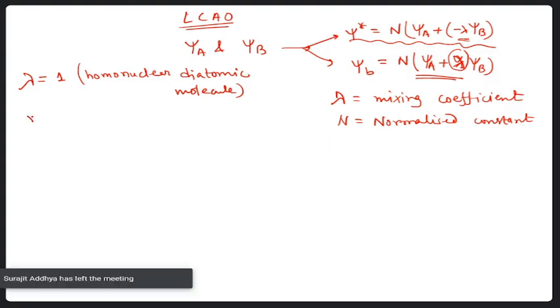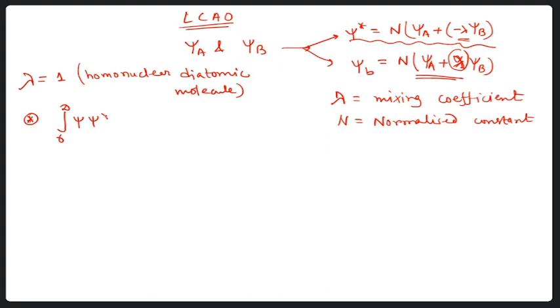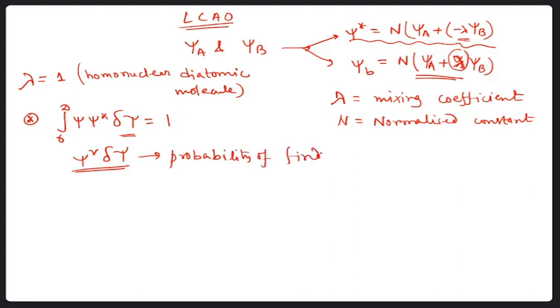Now, going to the previous theory given by Heisenberg and then Schrodinger, eigenvalue and eigenfunction, we all know that the integral from 0 to infinity of psi psi star delta equals 1. What is psi psi star? If psi is a wave function, psi star is its complex conjugate, and delta is a small volume. Psi has no meaning, but psi square has meaning, as we know from atomic structure. So psi square delta is the probability of finding the electron at volume delta.